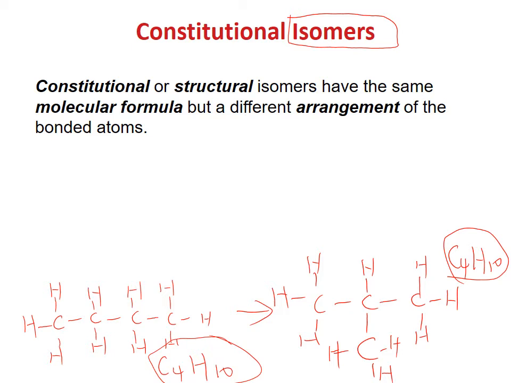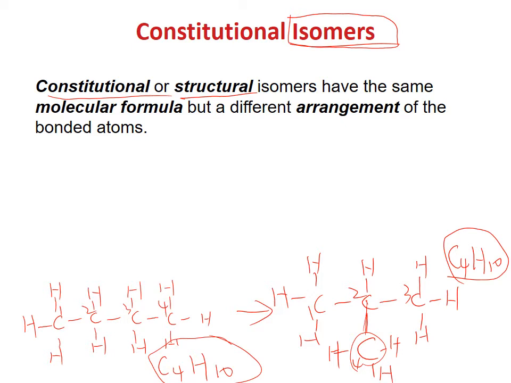So here, carbon 1, 2, 3, 4. It's a chain. But here is a branch: 1, 2, 3, and 4. So number 4 is attached to number 2. So they have different arrangements, and therefore these 2 are different molecules. They are called isomers. Because the structures are different, these are called constitutional or structural isomers.